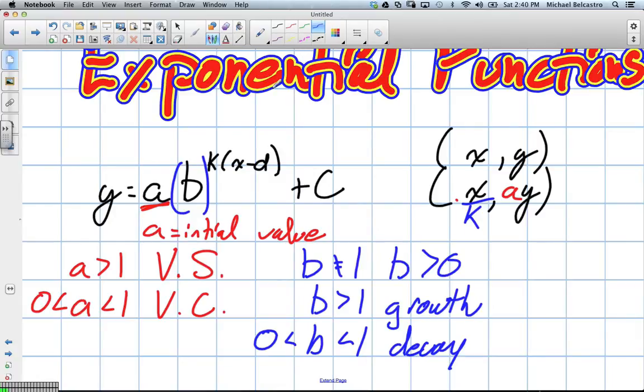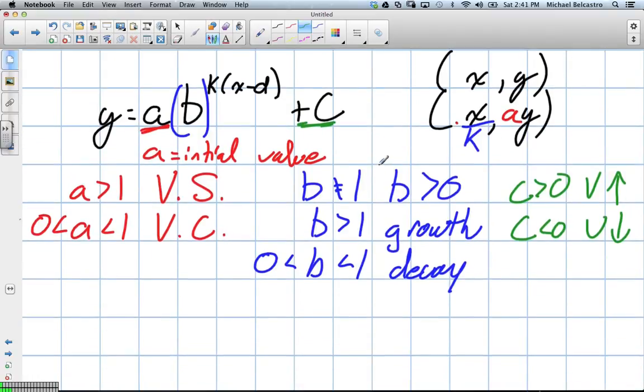Talked about a. And then just to stay on the vertical stuff, c has to do with vertical movements. So when c is greater than 0, we vertically move it up. And when c is less than 0, we vertically move the entire function down. And then we'll keep going from there.